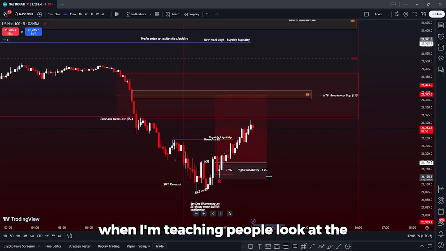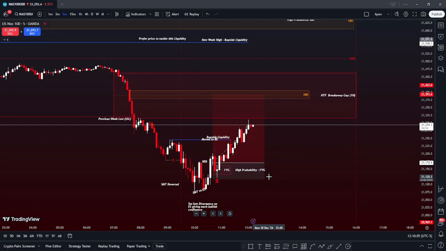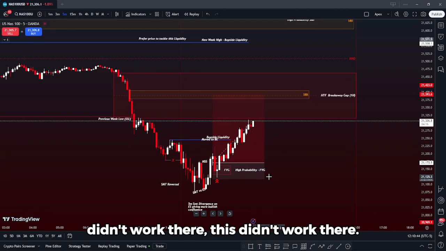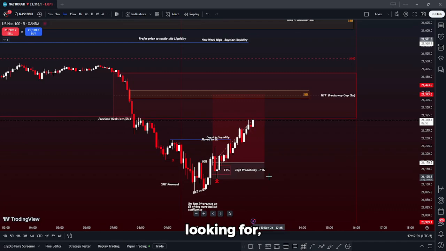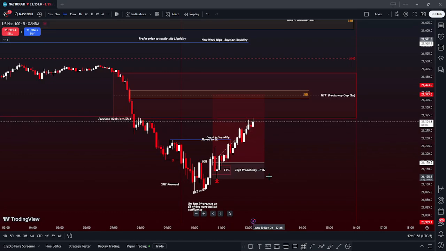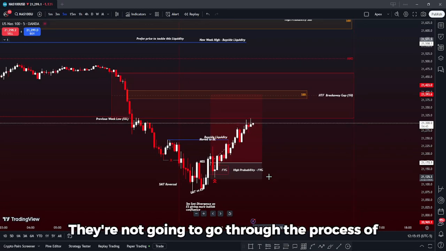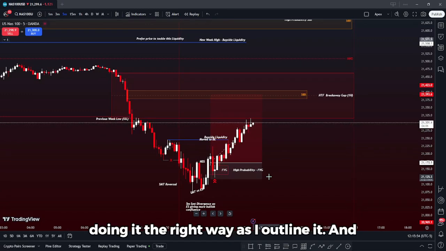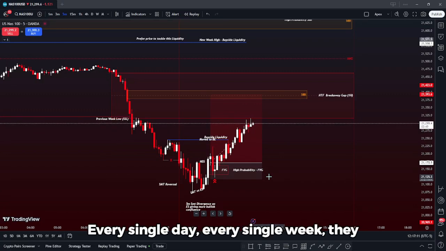When I'm teaching people to look at the marketplace, it's easy for someone to be critical and say, okay, look at this, this fair value gap didn't work there. Oh, this didn't work there. This didn't work there. If you're going to investigate what I'm looking for, don't go in with the mindset of, let's see how this fails. I want you to go in looking at how I teach you how to find it, because the critics avoid all that. They're not going to go through the process of doing it the right way as I outline it. And then you'll see that they exist. They're there in the move every single day, every single week. They repeat all the time.